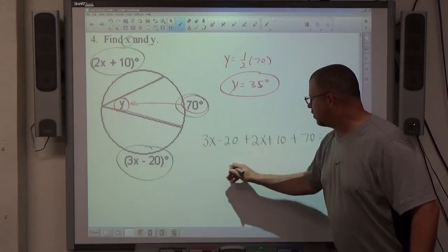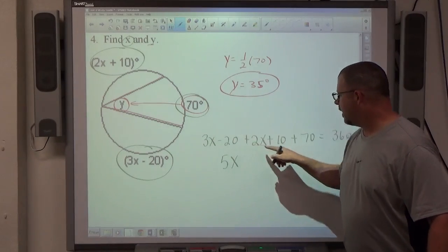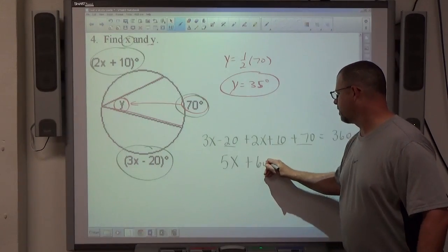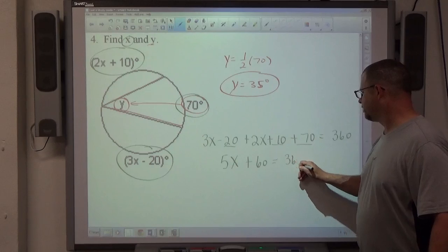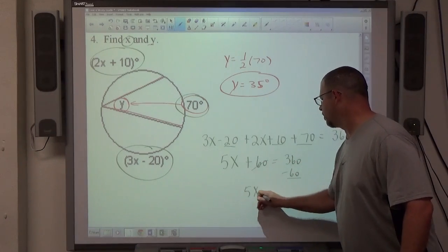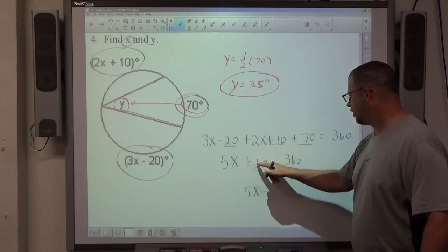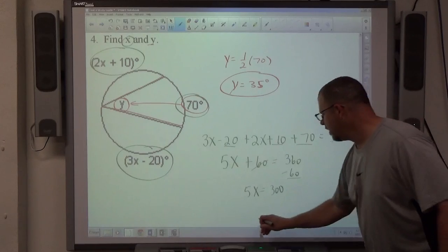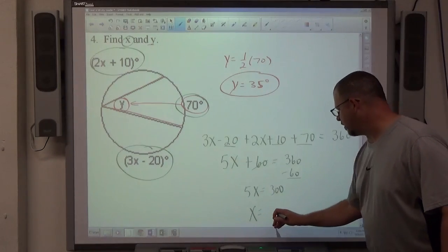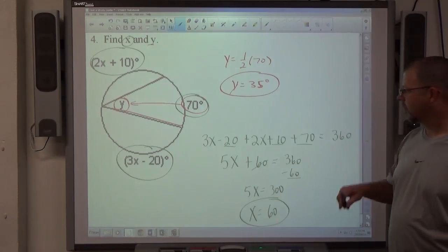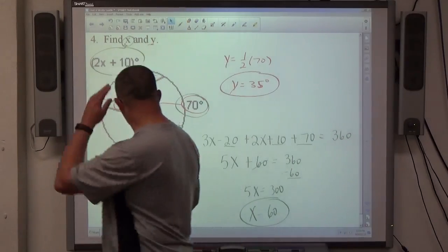So 3x plus 2x is 5x. Negative 20 plus 10 plus 70 is equal to plus 60, equals 360. We simply solve the equation now. 5x is equal to 300. Move the 60 over, change the sign, opposite sign, subtract. 360 is bigger, so it's positive. Divide both sides by 5, we get x equals 60. Alright, so that's how you're going to find x and y on the test.